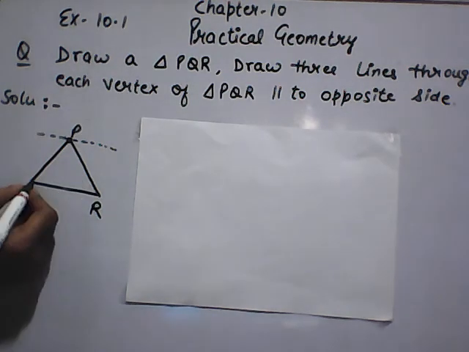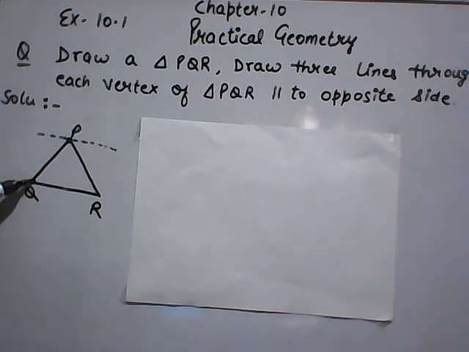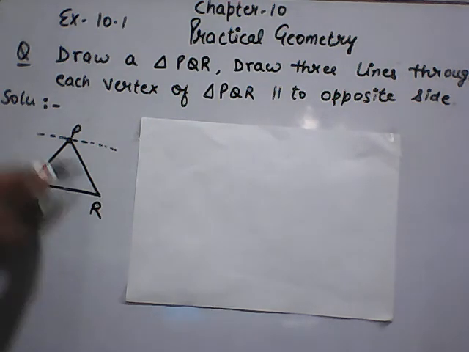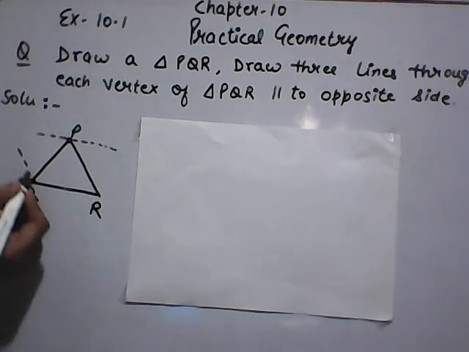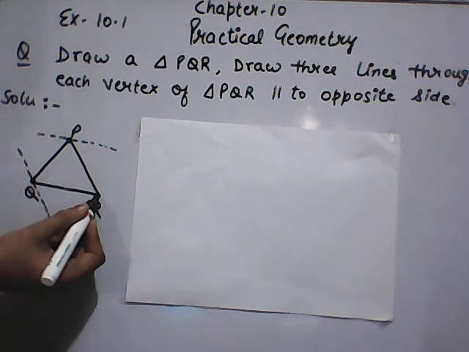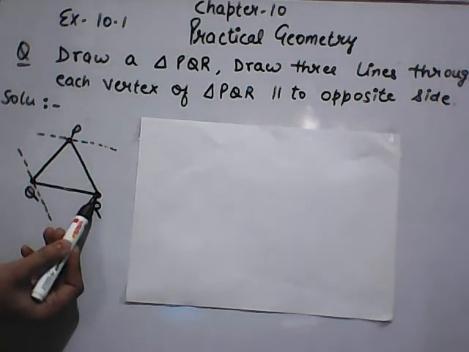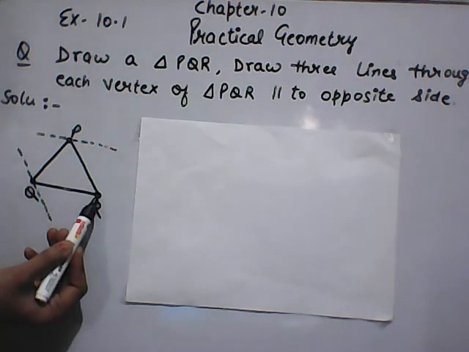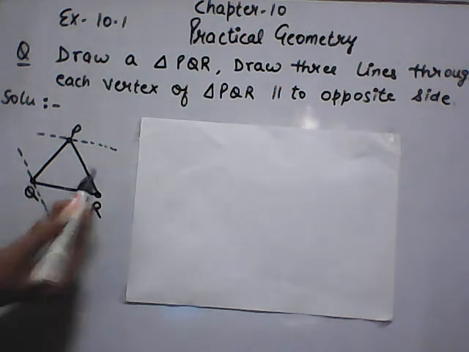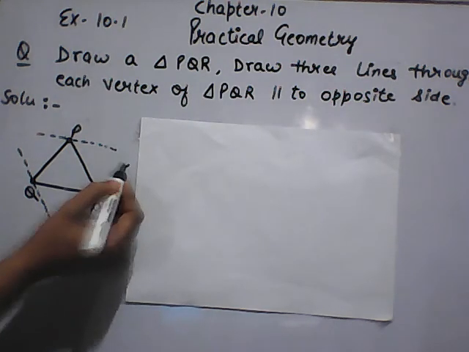In a similar way, whenever you have to draw a line at vertex Q, that is parallel to the opposite side. What is the opposite side of Q? Opposite side of Q is PR. When you draw a line at vertex Q, it is parallel to side PR. In a similar way, whenever you have to draw a line at vertex R, it is parallel to the opposite side of this vertex. What is the opposite side of this vertex? PQ. Now, when you draw a line at vertex R, this line is parallel to the side PQ.